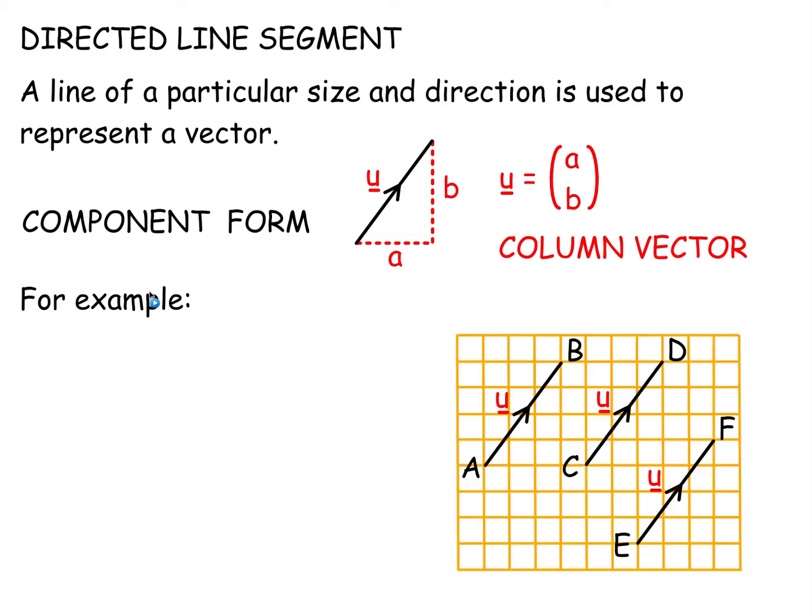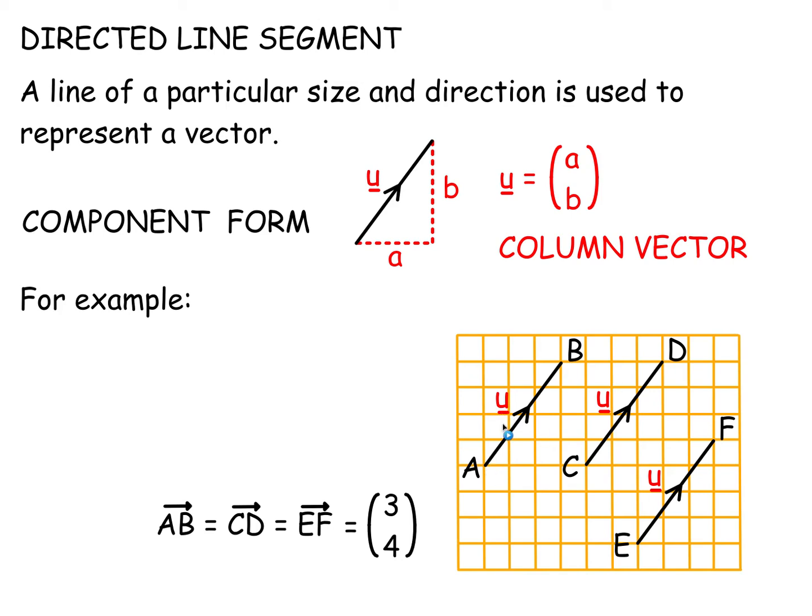So here's an example. To go from A to B, 3 units to the right, 4 units up. So as a column vector, that's 3, 4. 3 in the top, 4 in the bottom. There it is there, written as a column vector in brackets, 3, 4. Call that vector u.